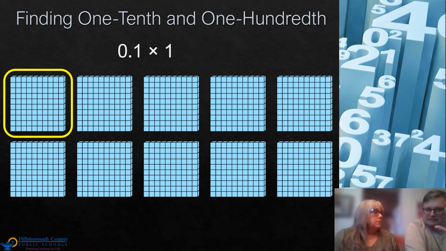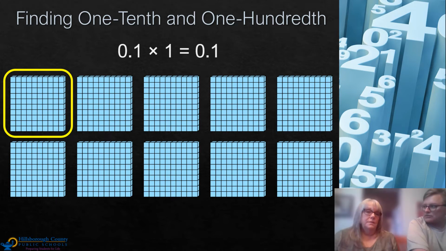Through all of this, it's important to go back, just like with fractions. That's the strong connection between fractions and decimals. We have to consider what the whole is. So I know that when I'm multiplying a tenth times a whole, that I'm going to get tenths.